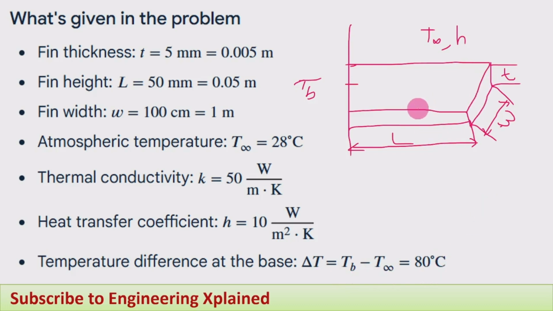This is the pin, which is of rectangular shape. It has a thickness T and length L given, that is the height mentioned in the numerical, and width W is given. From this, the heat is transferring to the outside ambient, which has the temperature T infinity and heat transfer coefficient H. The pin has the base temperature Tb and its difference Tb minus T infinity is given in the numerical. Here we need to find out the heat transfer through the pin Q, and also we need to find the efficiency of the pin.